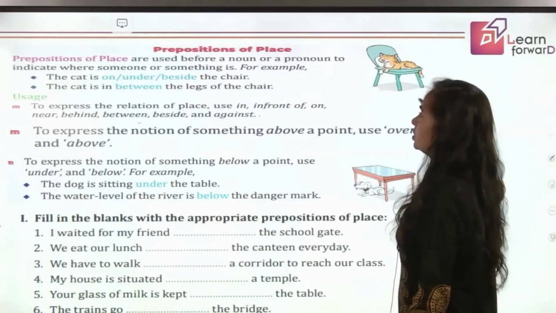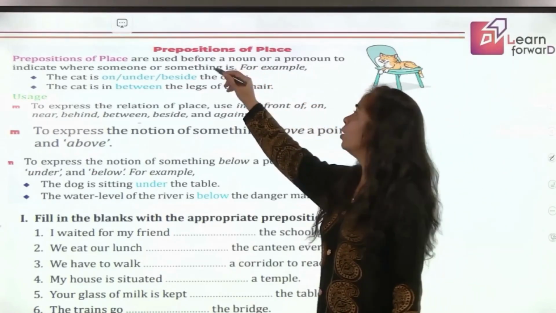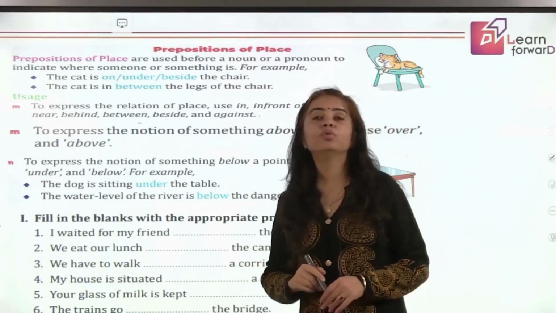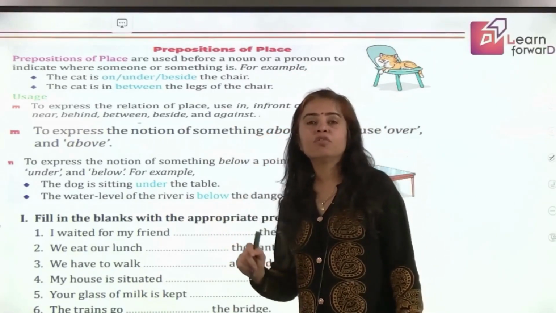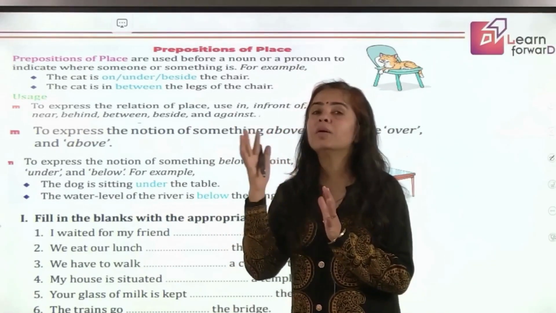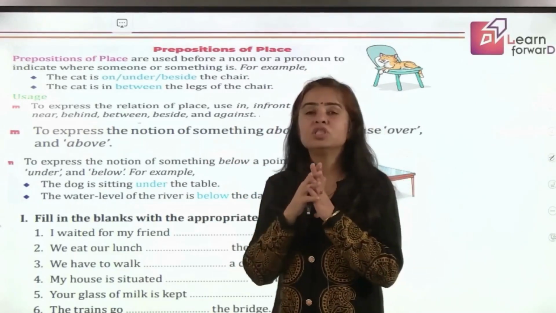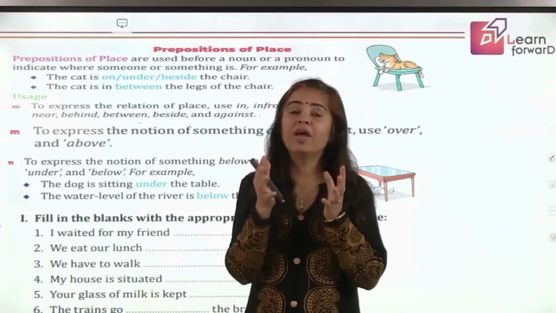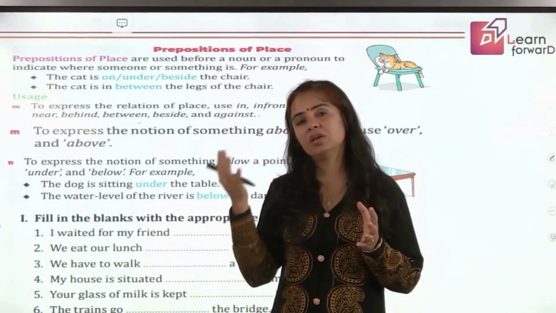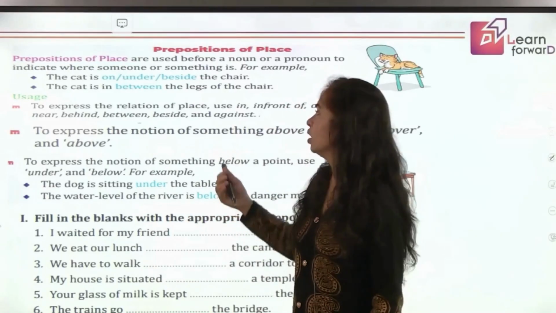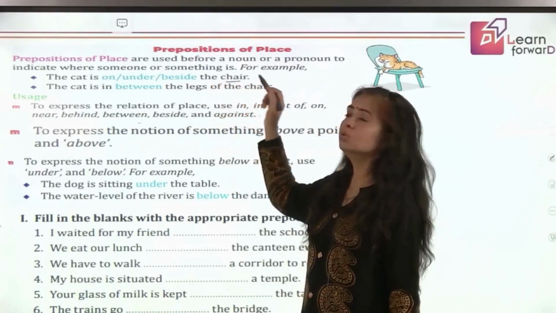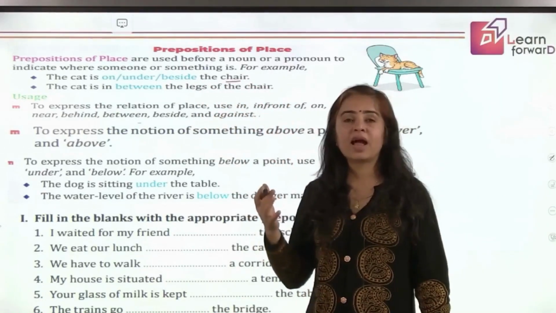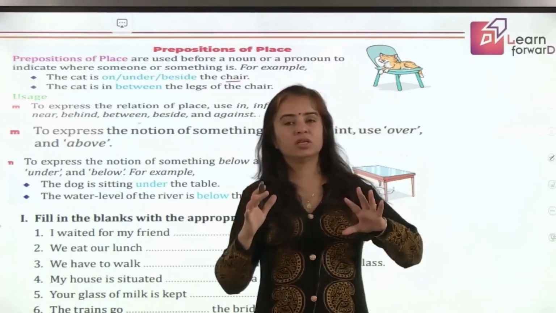What are the differences? We'll be learning about some prepositions of position, that is, place. So prepositions of place relate to a place. What is the position of the noun or pronoun, where the noun or pronoun is in relation to the other word we are talking about? Like the cat, where is the cat in relation to the chair? Where all can the cat sit? Let us first imagine, where can it be?